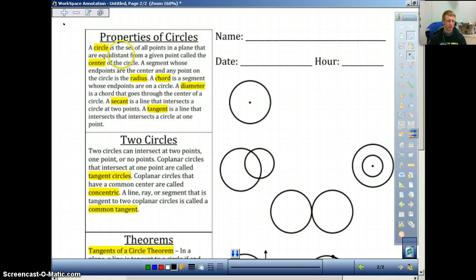Properties of circles. It says a circle is a set of all points in a plane that are equidistant, that means equal distance, from a point called the center. So basically we have a center, and that means every point, no matter where we go on the edge of the circle, will always be an equal distance. A segment whose endpoints are the center and any point on the circle is the radius. So we're going to draw a radius right now. I'm going to do that in red. So this is the radius, from the center to the edge of the circle. That's what we call the radius.